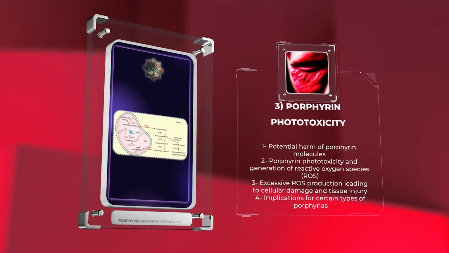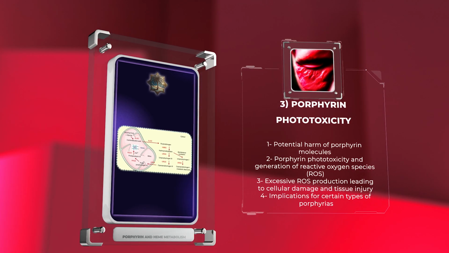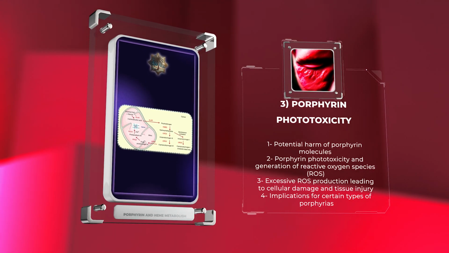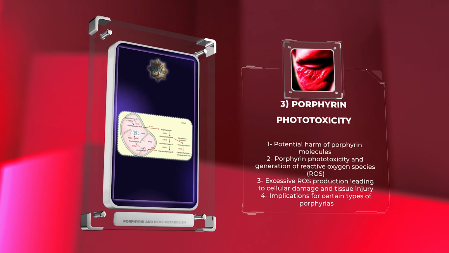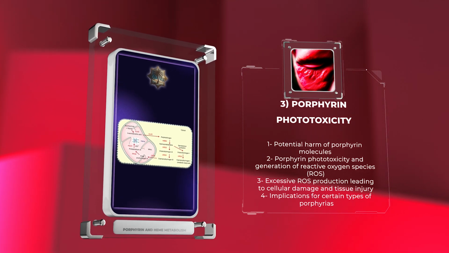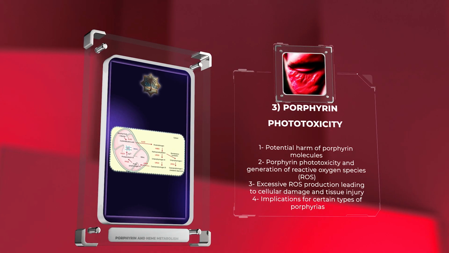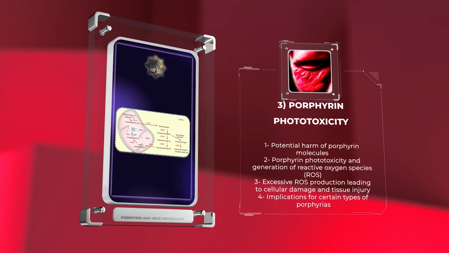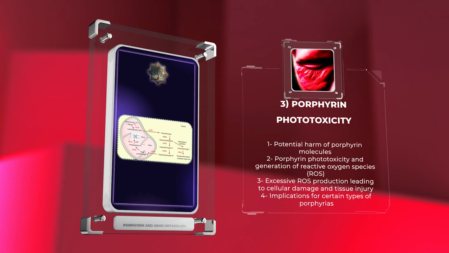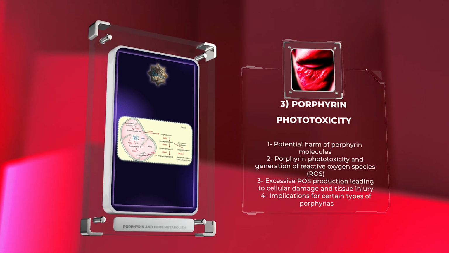While porphyrinogens and heme play essential roles in biological processes, they also possess the potential for harm. Porphyrin molecules have a unique ability to absorb light energy, which can result in the generation of reactive oxygen species, ROS, through a process known as porphyrin phototoxicity. Excessive ROS production can lead to cellular damage and tissue injury, particularly in skin and liver tissues. This phenomenon has important implications for patients with certain types of porphyrias.